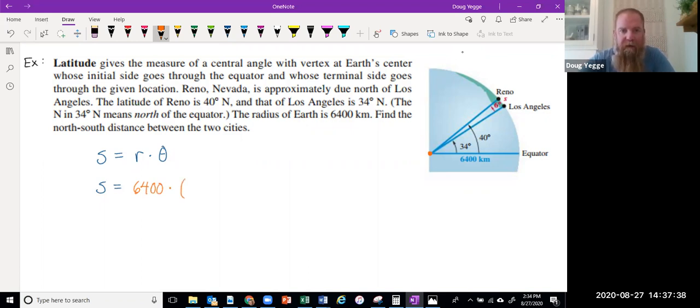Now notice that our angle is 6 degrees. But you have to realize that operations with degrees don't work the same way as operations with real numbers. So I can't just multiply 6,400 times 6 degrees to find the arc length, because this must be in radians. The first thing we need to do is convert theta into radians. Remember, if I have 6 degrees, I can multiply by a conversion factor that would cancel degrees and turn into radians.